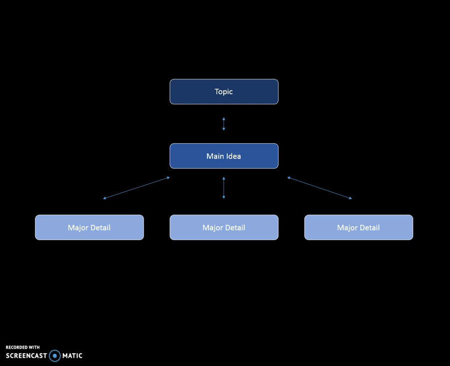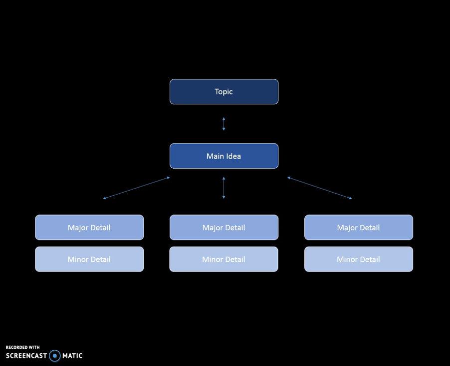Sometimes an author will outline key details, which we would call a major detail, and then they give an explanation or an example of that major detail. Those explanations or examples of a detail are what we would call a minor detail. But again, the minor details will support the major detail, which supports the main idea and is related to the topic. So you can see that it's all interconnected, all related together when we're dealing with non-fictional or informational text.